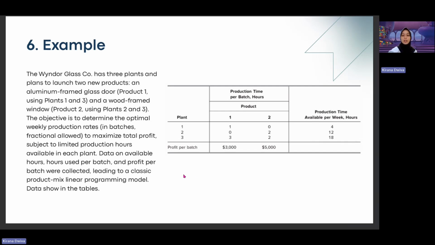Let us show it in the table. For product 1, it requires 1 hour in plant 1, 0 in plant 2, and 3 in plant 3. For product 2, it requires 2 in plant 2 and 2 in plant 3. The profit of the products is $3,000 and $5,000. With the available production time, for plant 1 is 4, plant 2 is 12, plant 3 is 18.